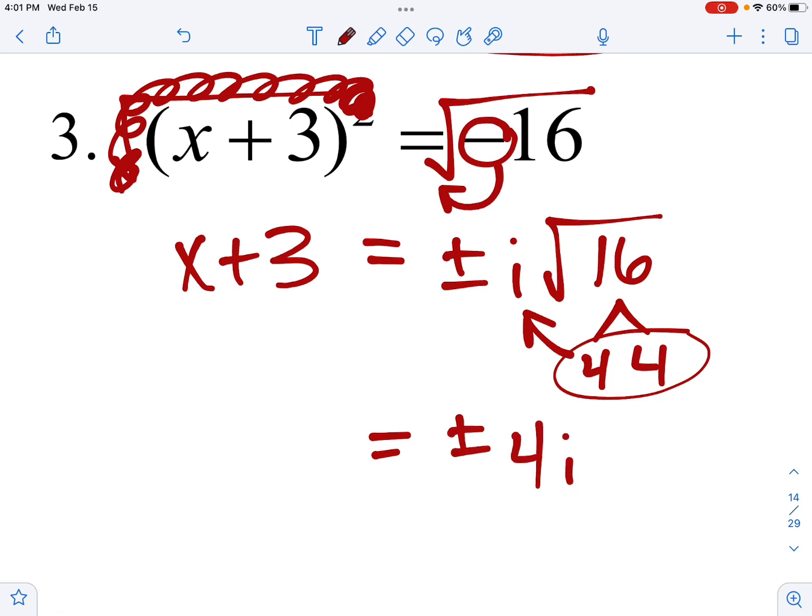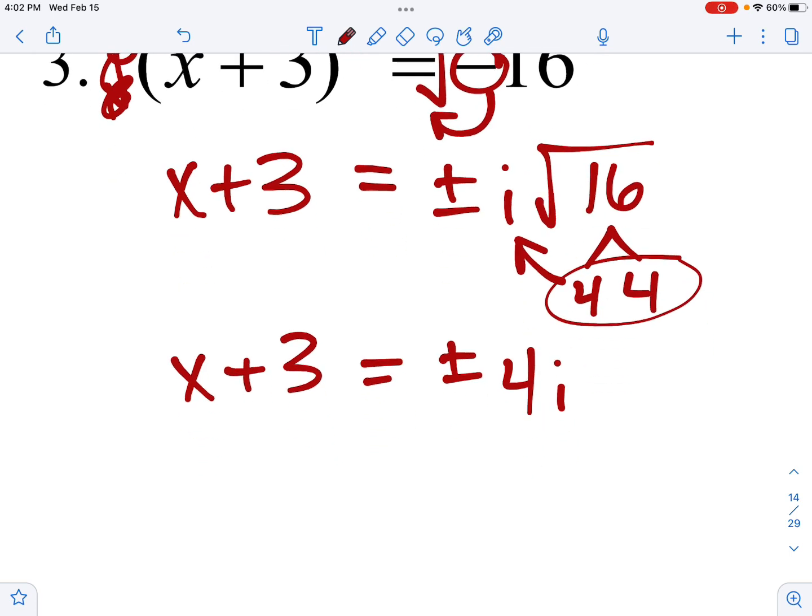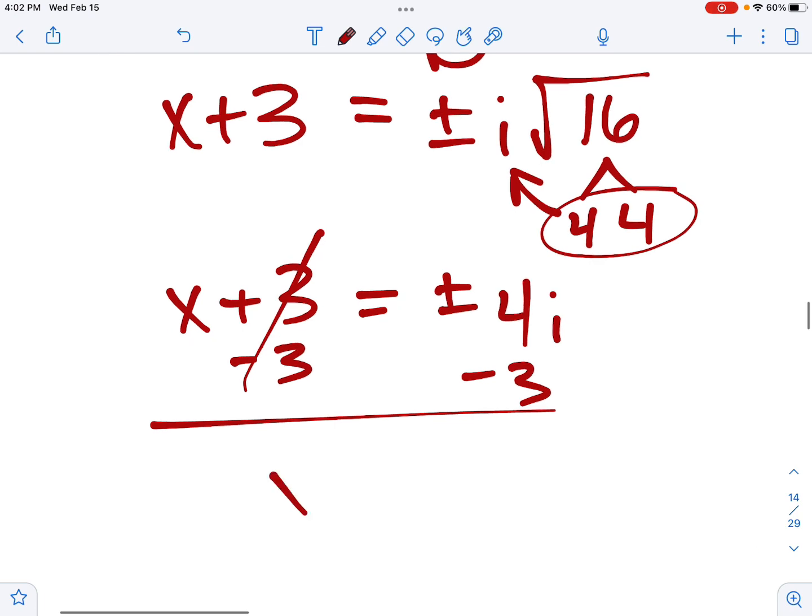Okay, and the other side I still have x plus 3. How do I get the x by itself? I'm going to minus the 3 from both sides. So I'm going to write my answer as x equals. This 4i has an i with it, and this doesn't, so I actually cannot combine these. So you have to just write both of them. You can put plus minus 4i and -3.